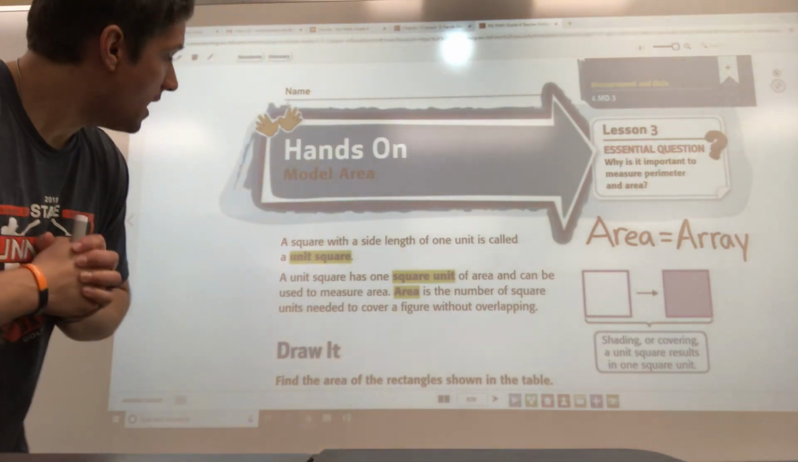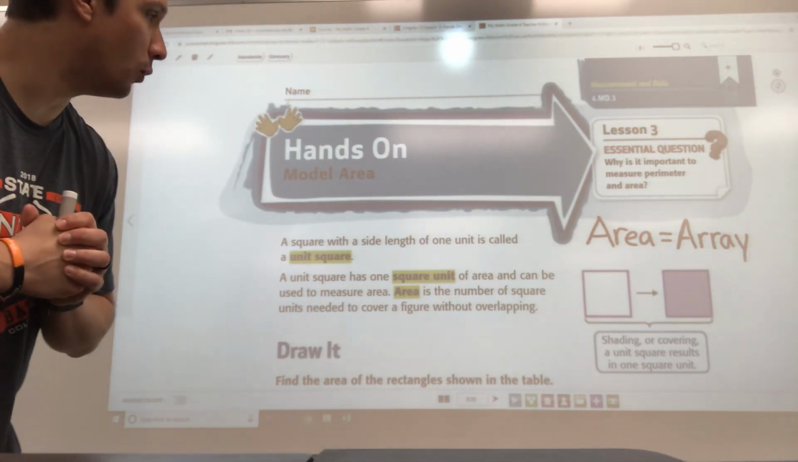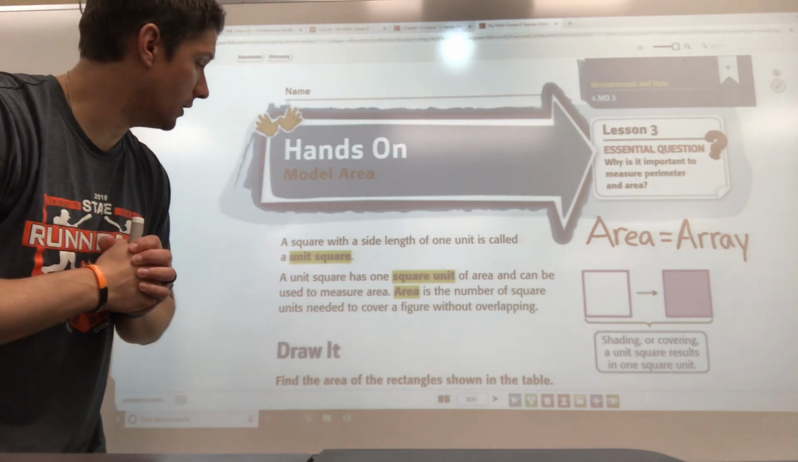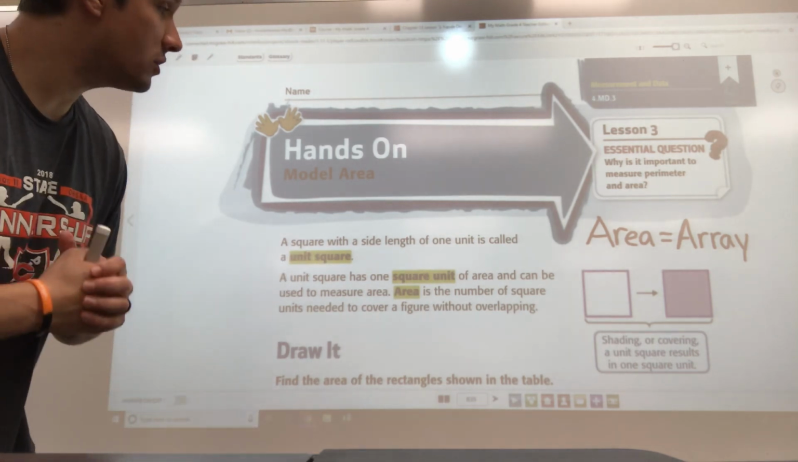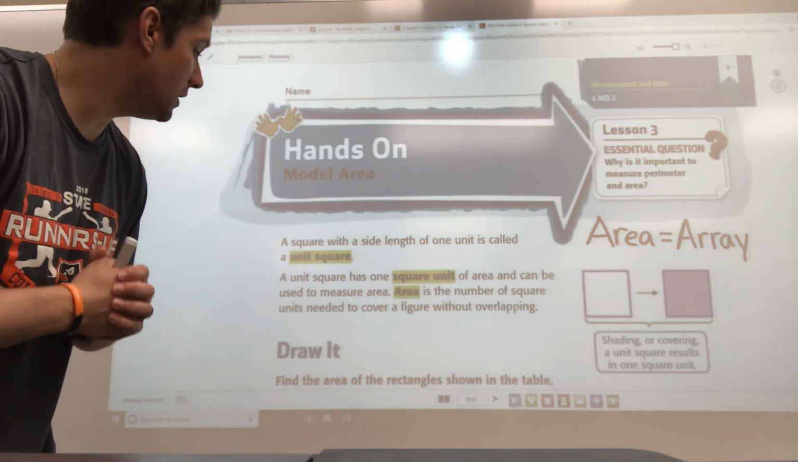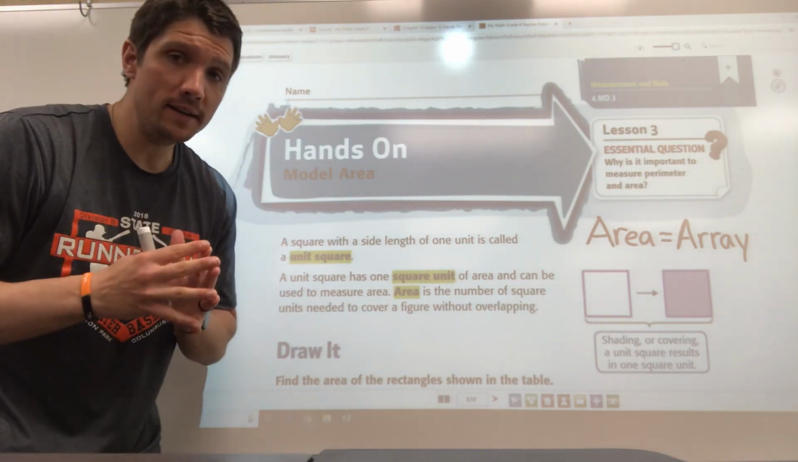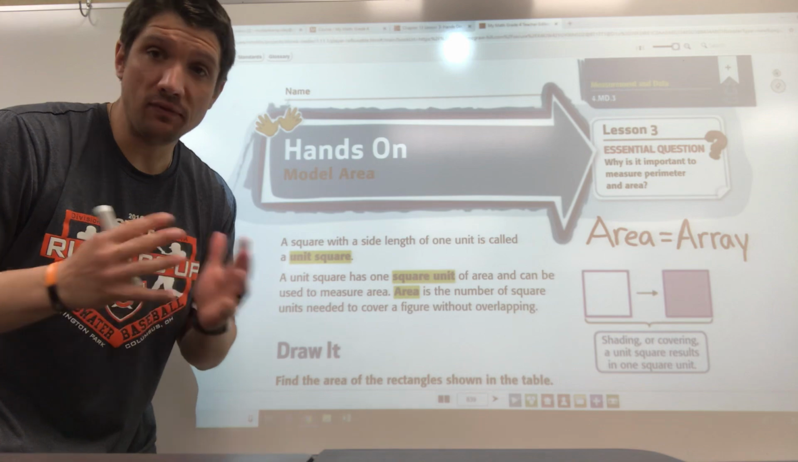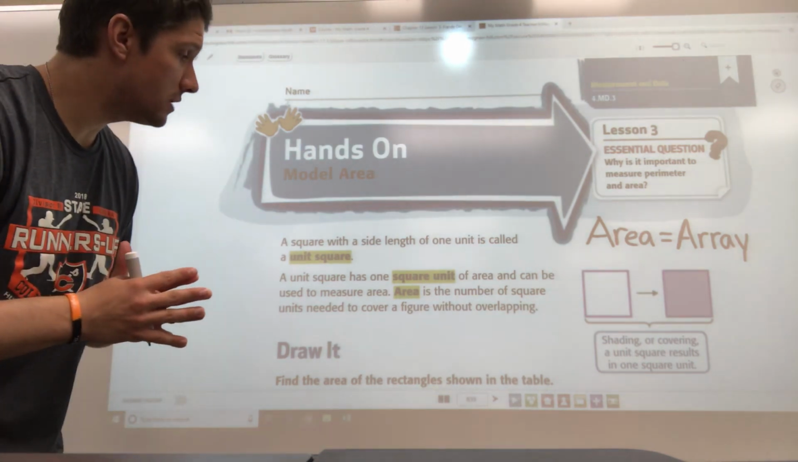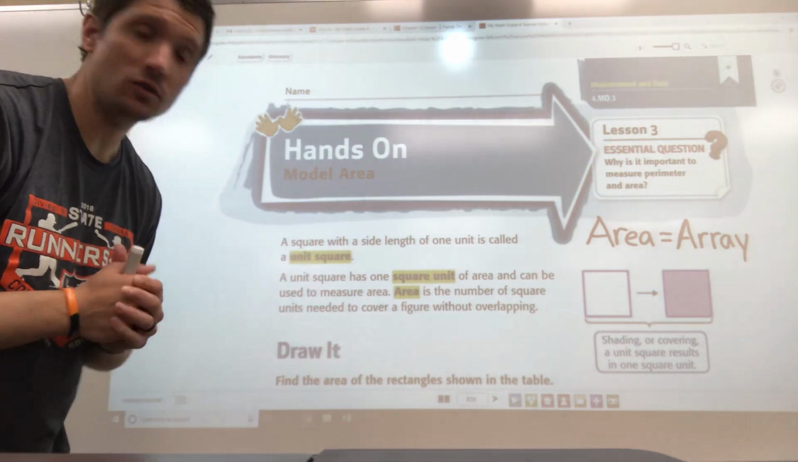So here we go. A square with a side length of 1 unit is called a unit square. A unit square has 1 square unit of area and can be used to measure area. So what is area? Area is the amount of space that a figure takes up. And what we're going to be using is unit squares and square units.